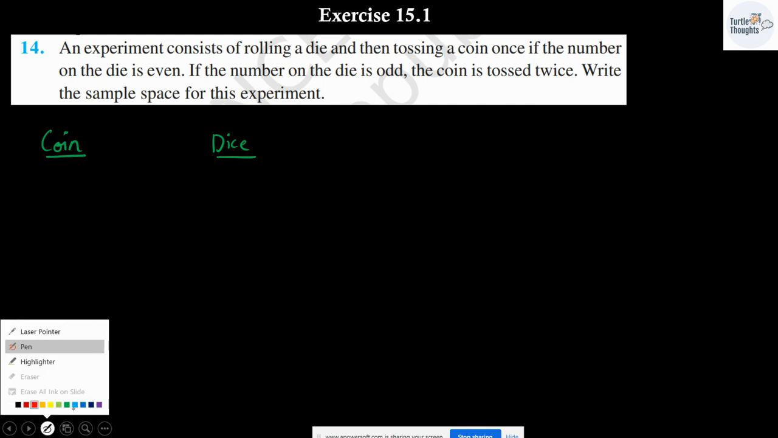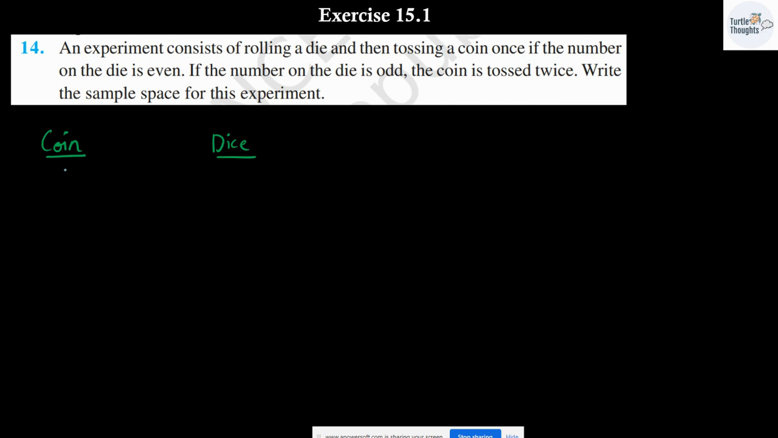The sample space for the coin: what are the possible outcomes for a coin? Either you can get a head or you can get a tail. For a die, you can get one, two, three, four, five, six. So here two possible outcomes, here six possible outcomes. This is the first thing I'll be making a note of.